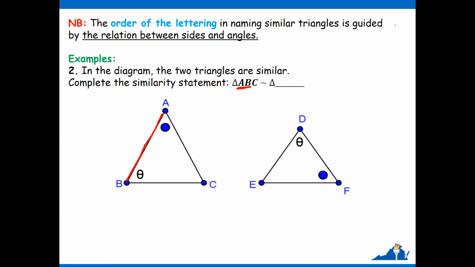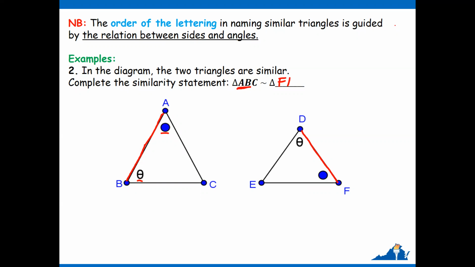So when I look at AB, what is peculiar is the angle in red marked with the blue dot and the theta. I check them on the other triangle. They are on the side DF. So that means AB corresponds to DF or FD. But to decide whether it is DF or FD, I look at A, which starts from the blue dot. Therefore, I have to use FD as my starting point.